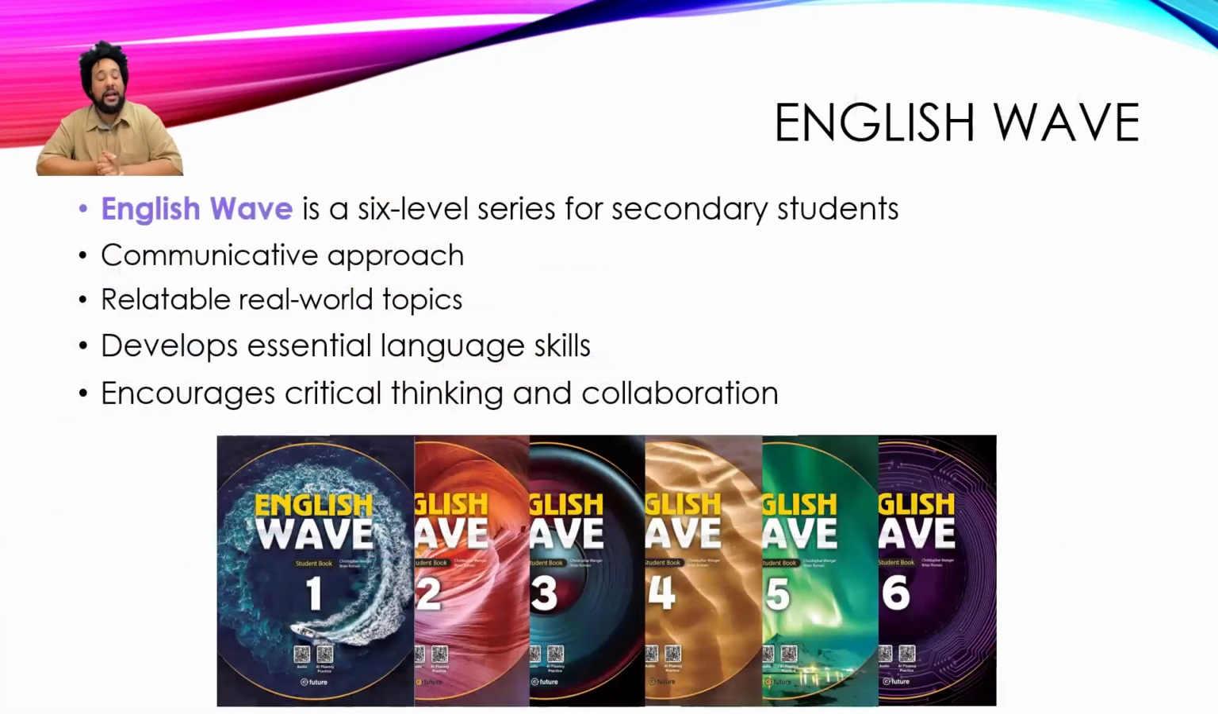So getting into the specs on English Wave, it's a 6-level series, and it is specifically meant for secondary students. And this is the first secondary course book that eFuture has produced. That's why we're so excited about it. It's something that everybody has been asking for a long time now. But the approach, the methodology is still very similar and relatable to all of our other series. We still use a communicative approach to present information and to practice.